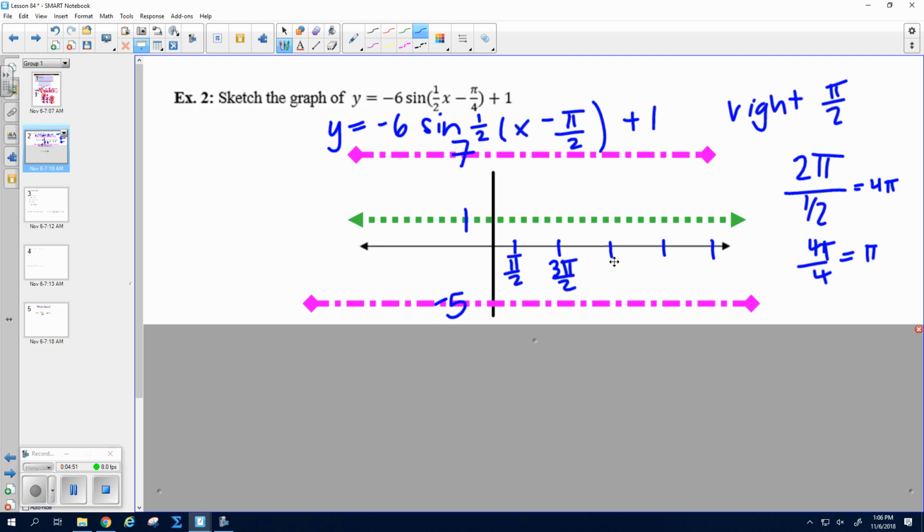And then I add another 2 pi over 2: 5 pi over 2, add another 2 pi over 2, 7 pi over 2, and 9 pi over 2.